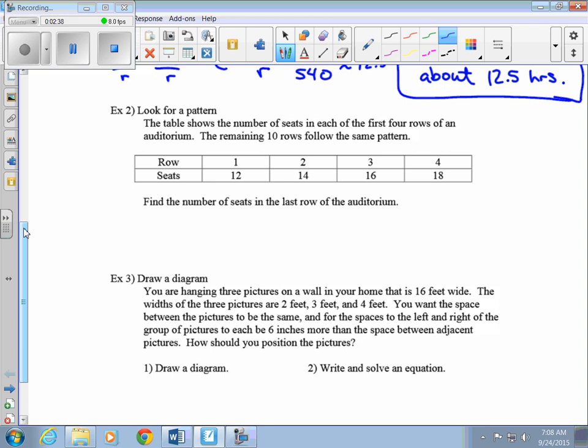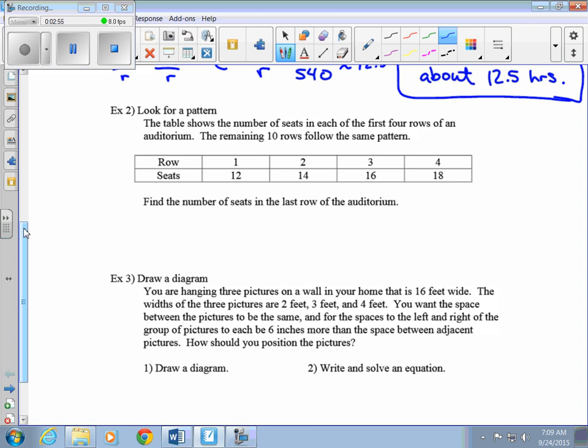Now, some of you are going to look at this problem one way, and some of you are going to look at it another way. There are many of you who say, okay, I'm just going to continue this pattern, and I'm going to figure out what is in the last row. And there are some of you that look at this and say, okay, I'm going to write an equation for it. Well, let's look at it both ways.